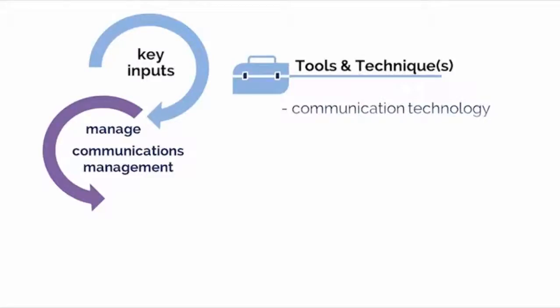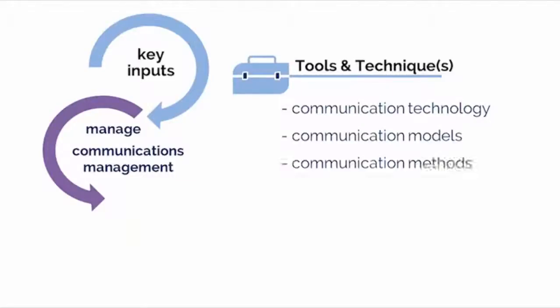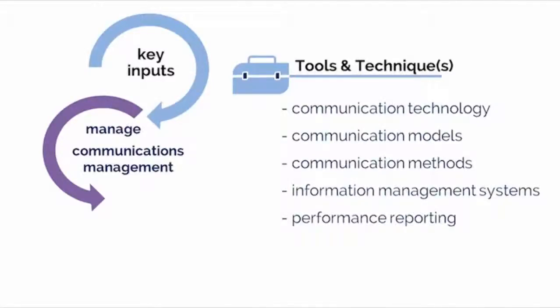It is important to ensure that the choice of technology is appropriate for the information being communicated. In this process, we also use communication models, communication methods, and information management systems. Performance reporting is another important tool that involves collecting and distributing performance information. This could include simple status reports to more elaborate forecasting and progress measurements.